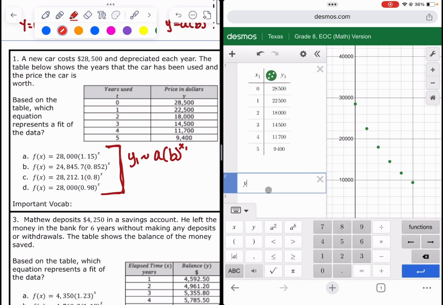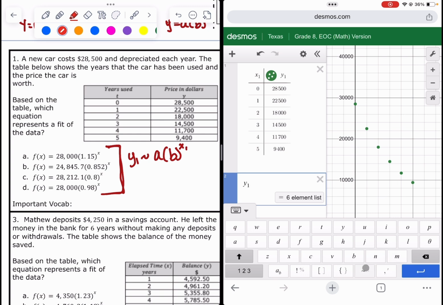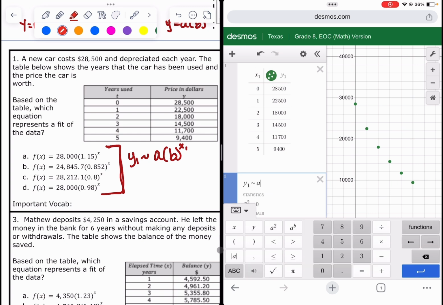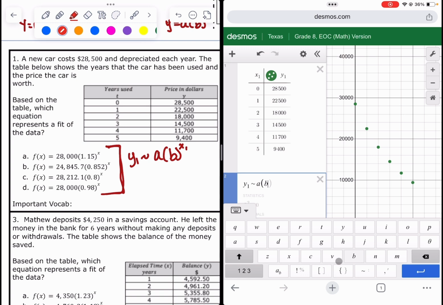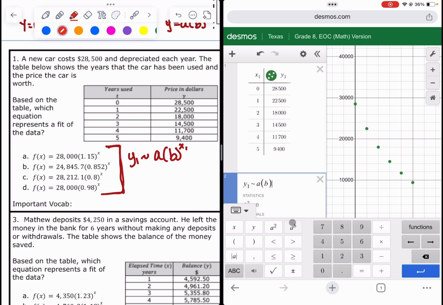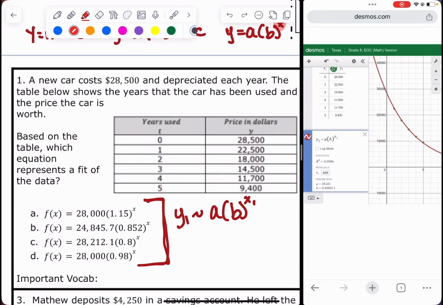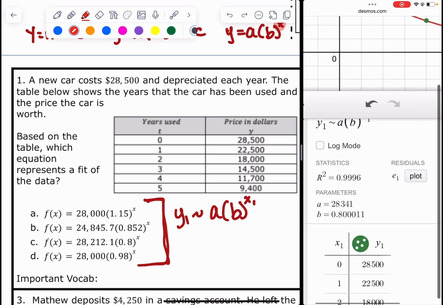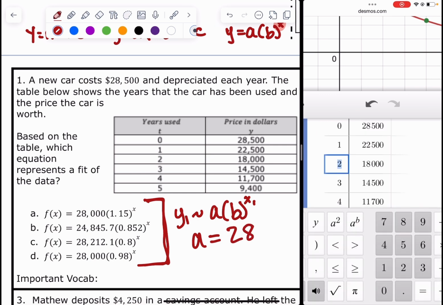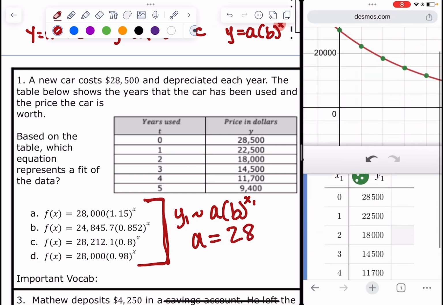So I'm going to put y1 squiggly line, a parentheses, b parentheses, and then to get the little x, we're going to press a, b, x, little 1. And it gives me a is 28,341, and it gives me b is 0.8, okay? So we are going to do this, so a equals 28, where is this?